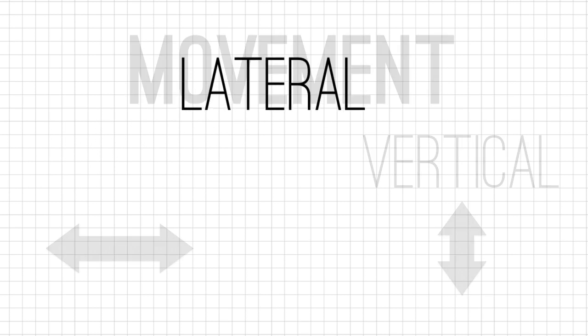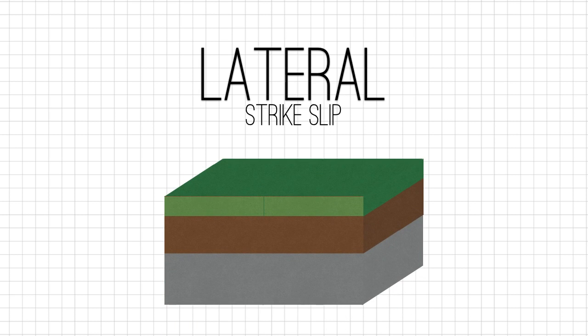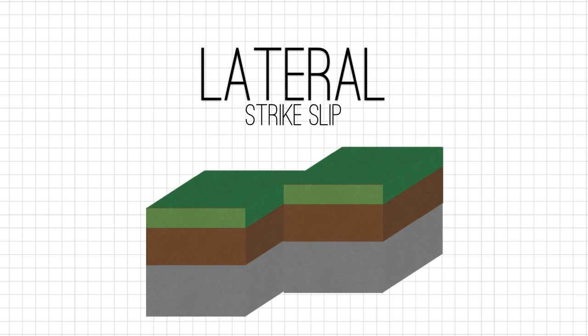With lateral movement, you have the strike-slip fault, also known as the transform fault. This happens when two tectonic plates are rubbing or shearing against one another, and the pressure builds up. Eventually, that pressure is released, and the two sides slip past each other. This creates a lot of geologic features like rifts and valleys and displaced rivers, a lot of flat things.